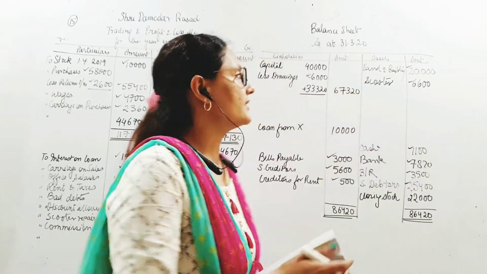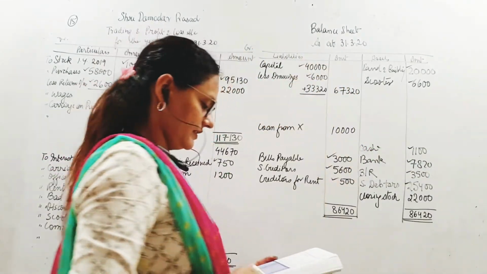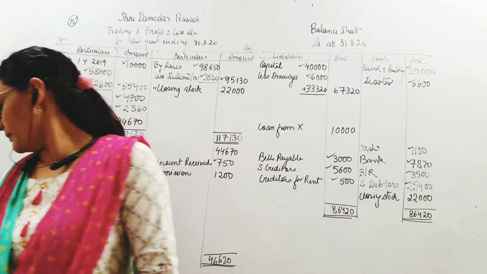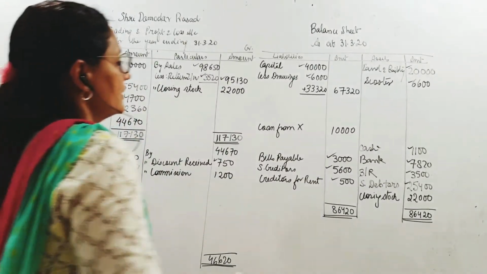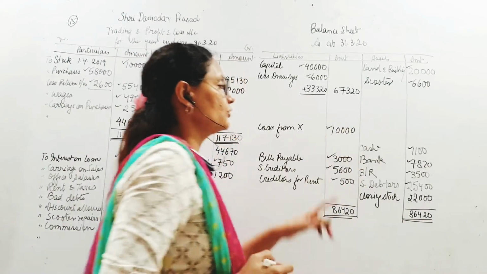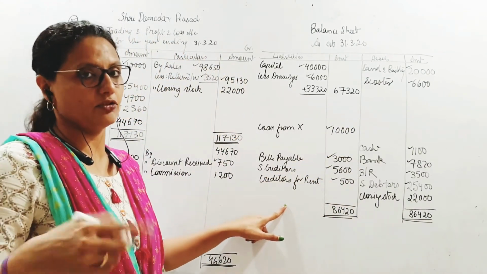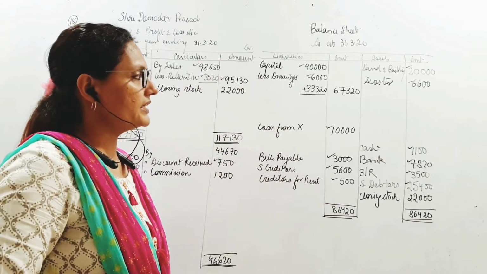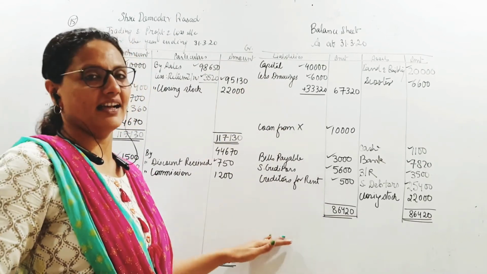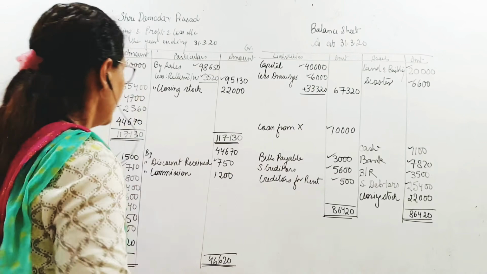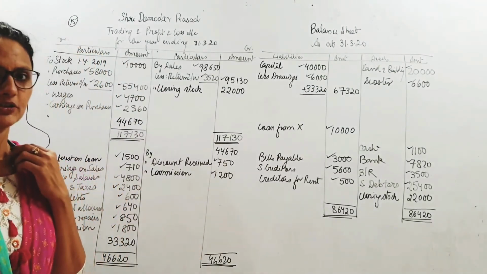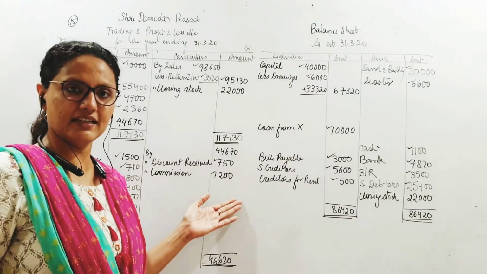Capital, 40,000. Then loan from X and commission. Loan from X, again a liability. I have put it here. I don't know whether it's a current liability that will be paid off early or whether you have taken it for a long term, so it sits somewhere between the capital and current liabilities. And commission is on the credit side, so commission received is income, right?